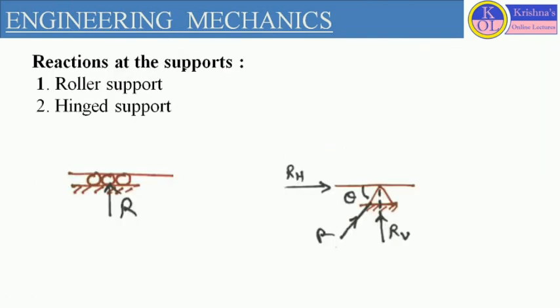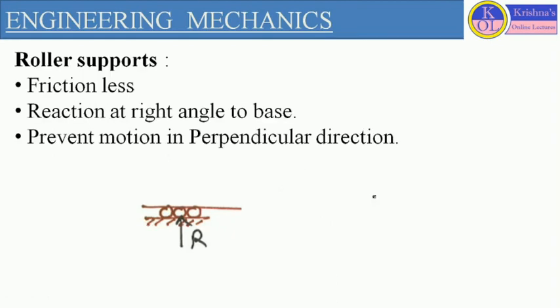Now, how many types of support should we consider for a statically determinate truss? That is roller support and hinge support. So these two types of support we basically consider for any kind of frame or truss. Here one by one I will discuss the roller support and hinge support. This is the diagram representing roller support and this is the diagram representing hinge support.